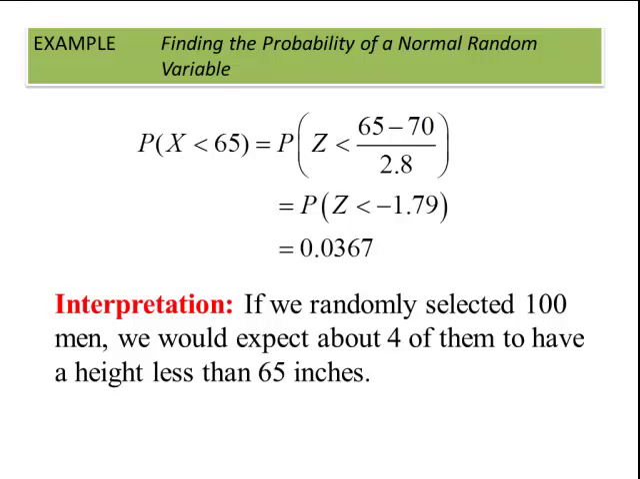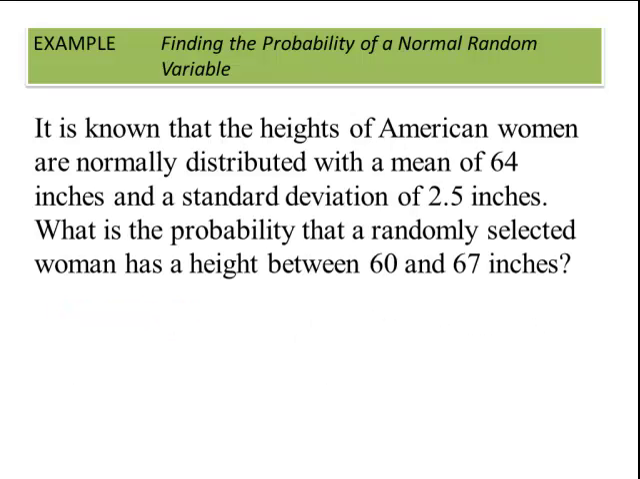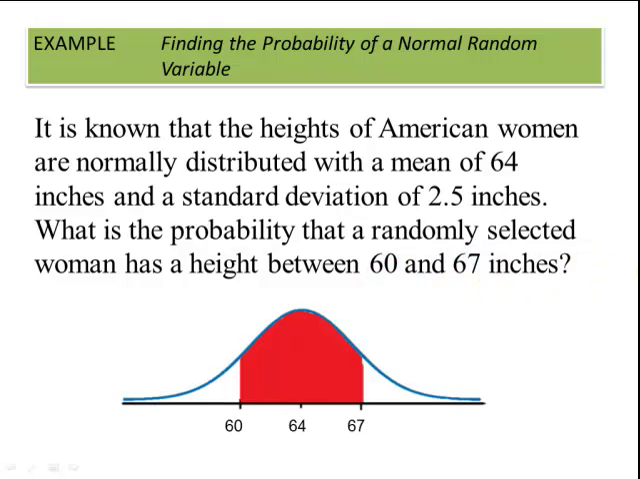Let's look at another example. What is the probability that a randomly selected woman has a height between 60 and 67 inches? Our first step is to draw a picture. And in this case we have 2 random variables, 60 and 67. Our mean is 64. So we want to find this area between 60 and 67.